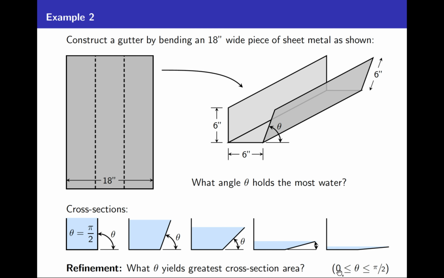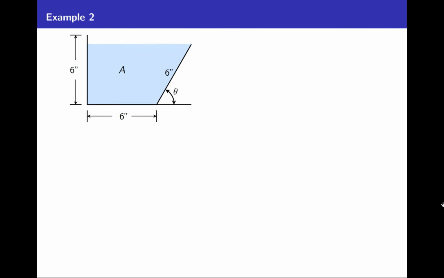And here we would have an interval that applies. Theta could be as low as 0, which would give you 0 area, and it could be as high as pi over 2. So we want to maximize cross-sectional area, which is a function of theta, with theta on the interval from 0 to pi over 2. So with that in mind, we need to find the cross-sectional area of the water in this gutter.